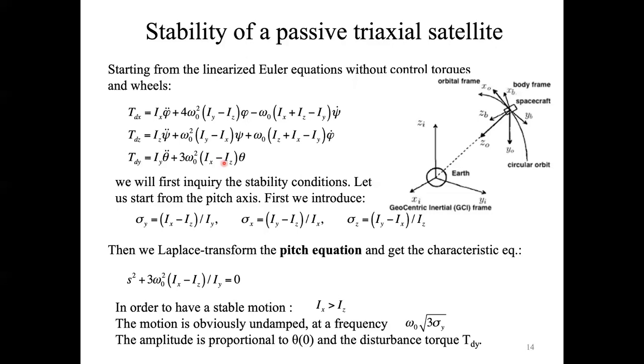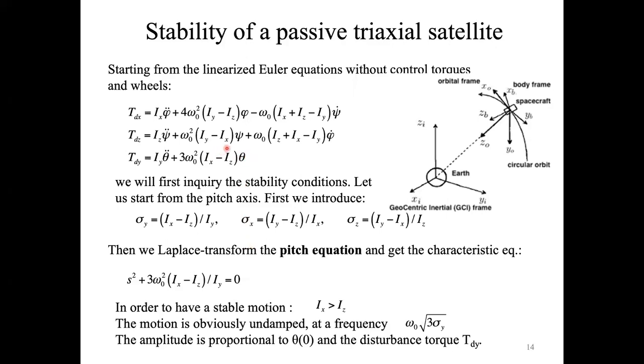So let's start with the pitch equation. And from here, we can already determine some important conditions. The first important condition here is that if you apply the Laplace transform to this equation, you will have here s squared plus 3 omega 0 squared times the moment of inertia, because as we said, theta is not multiplied by any additional Laplace coefficient here.